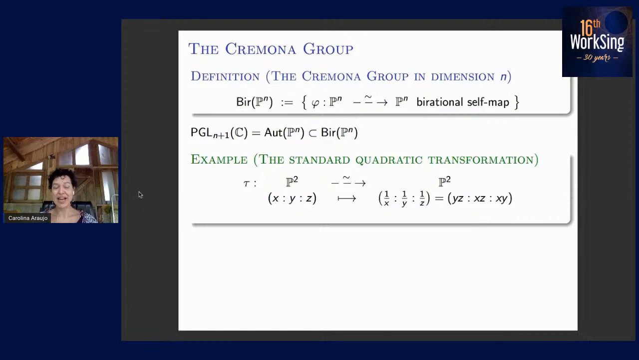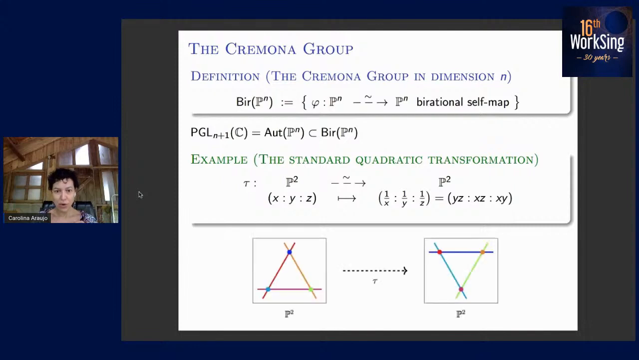So we notice that, let me draw a picture here, if you remove the three coordinate axes, then this becomes an isomorphism of the open subset, the complement of the three coordinate axes. And on the other hand, we see that each of the coordinate axes is contracted to the opposite point.